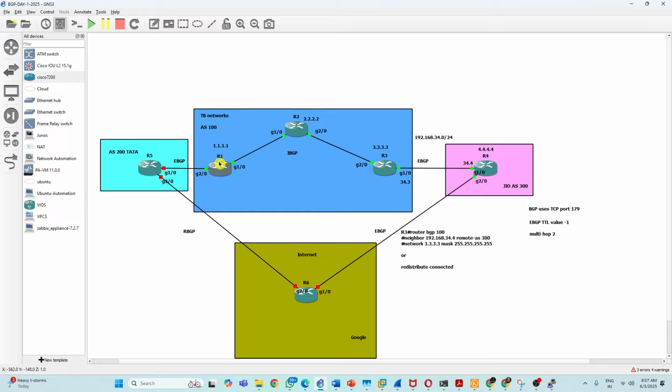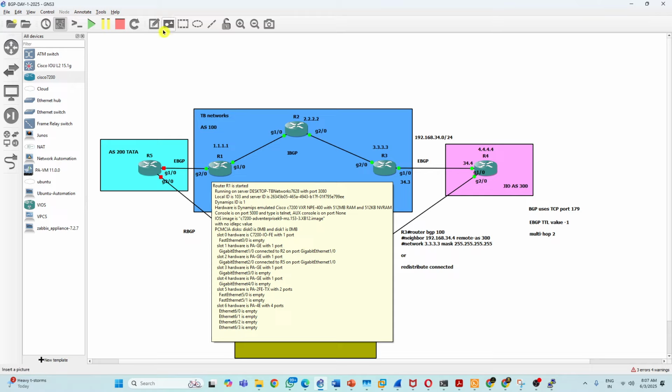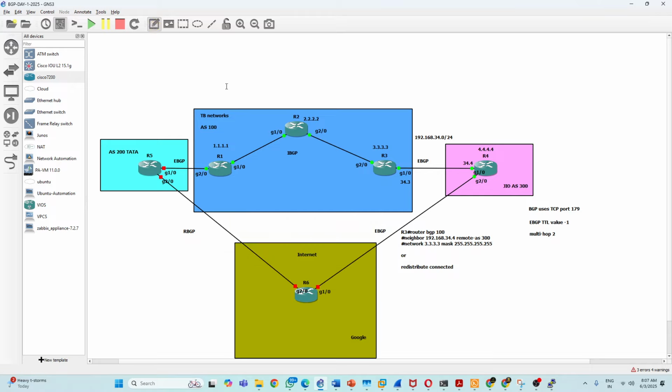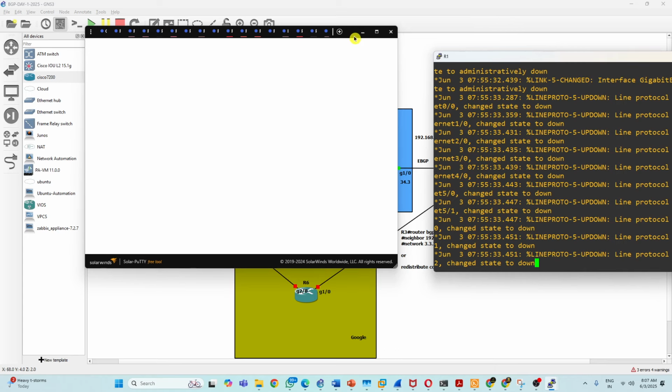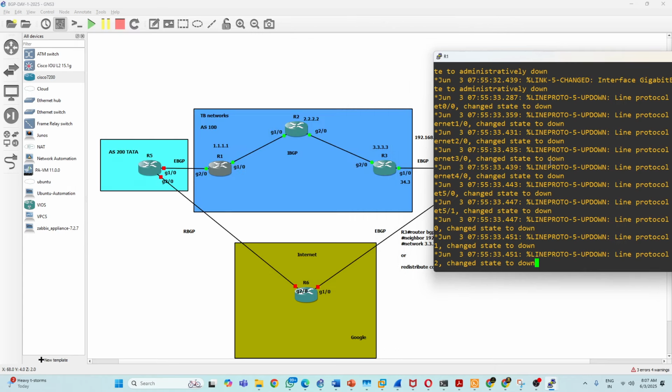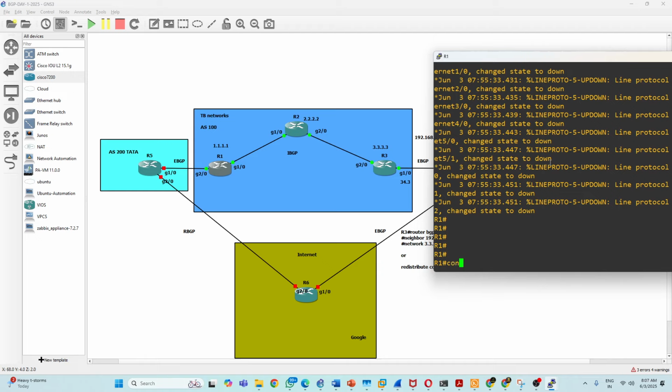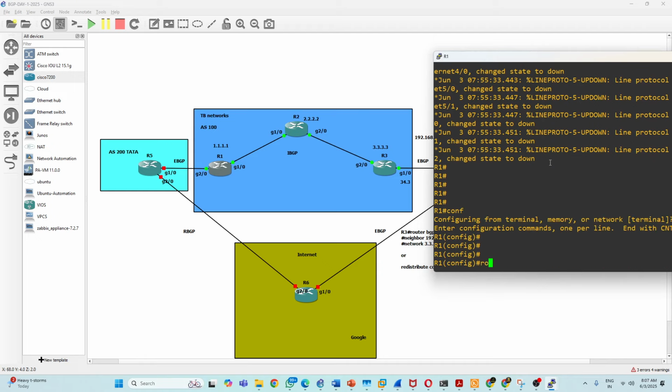See here, I'm configuring a neighborship between R1 and R3. Is it a direct neighborship or an indirect neighborship? Indirect, right? Because 3.3.3.3 is far away from here. So first of all, to configure a neighbor, what is that? Router BGP 100, right?